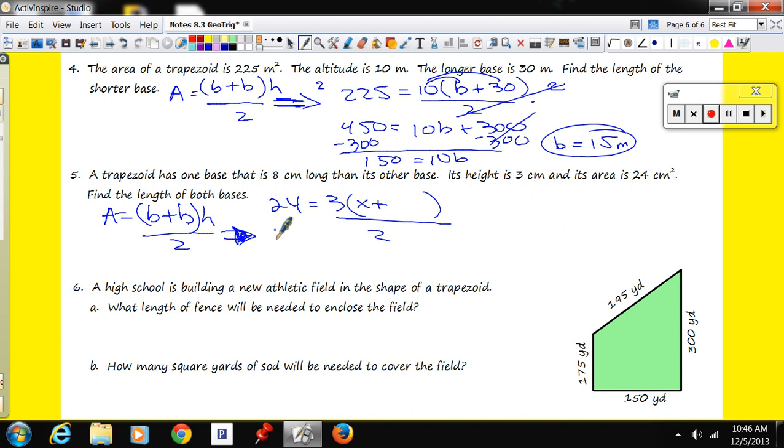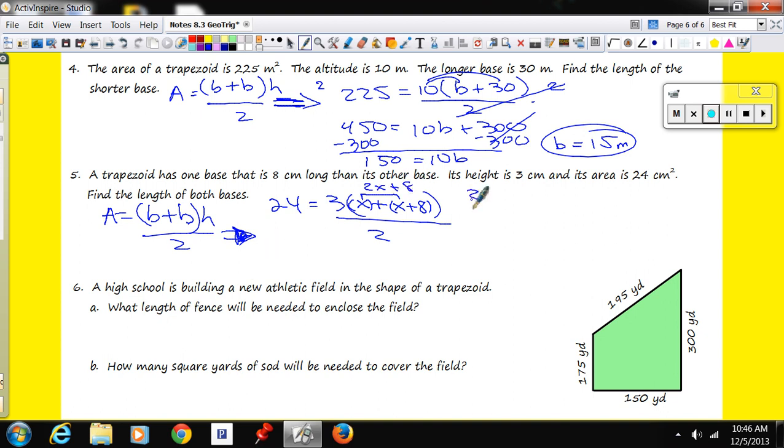Okay, so my second base is 8 more than that. Not 8 times that, 8 more than that. It's x plus 8. You were right. It's 2x plus 8, because you're going to end up with two x's when you combine your like terms. One base is here, x, the other base is x plus 8. When you combine them, you're going to get 2x plus 8.